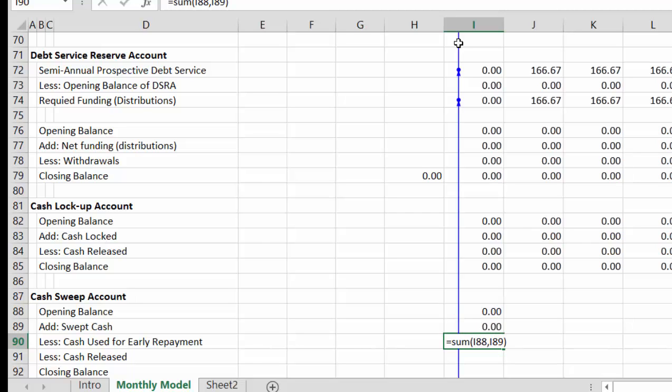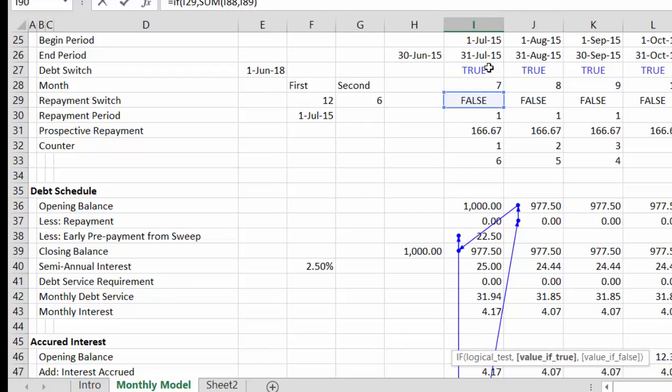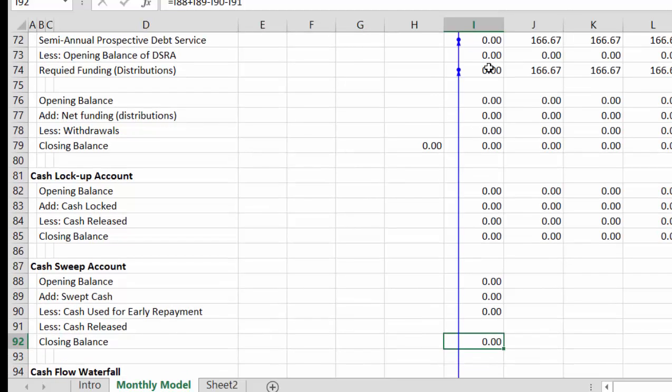And if we need an if statement here, by the way, it doesn't work with simple multiplication. If it's a repayment switch, then we're going to pay it. And if you don't like the false, just multiply it by 1. We also have to take the smaller of this or the balance of the debt, but we'll do that. So this is this plus the cash sweep minus the amount we used for earlier repayment minus the stuff we just take out of the account.